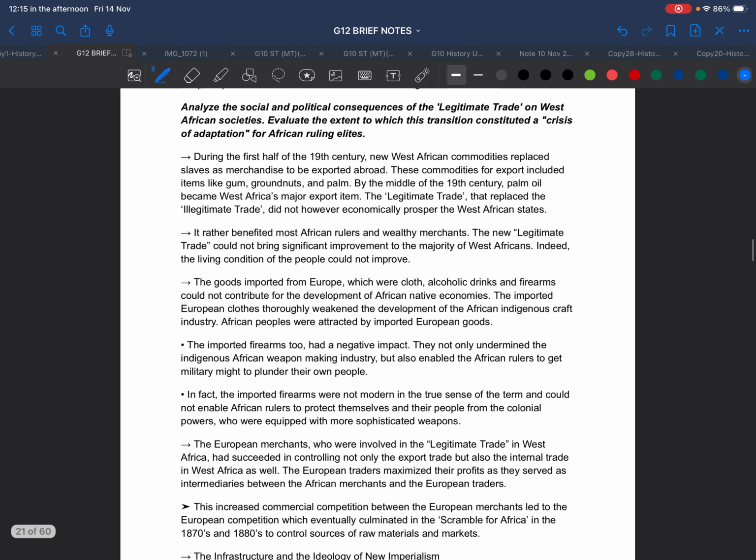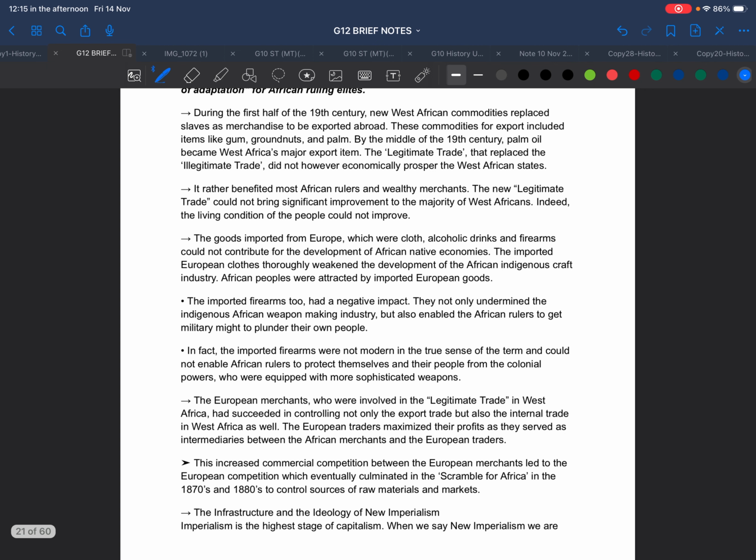Analyze, okay, this is important for you to personally discuss concerning this case with your classmates or group members. During the first half of the 19th century, which is 1800 to 1899, so the first half, meaning the first 50 years, that is 1849. This was the first half of the 19th century.